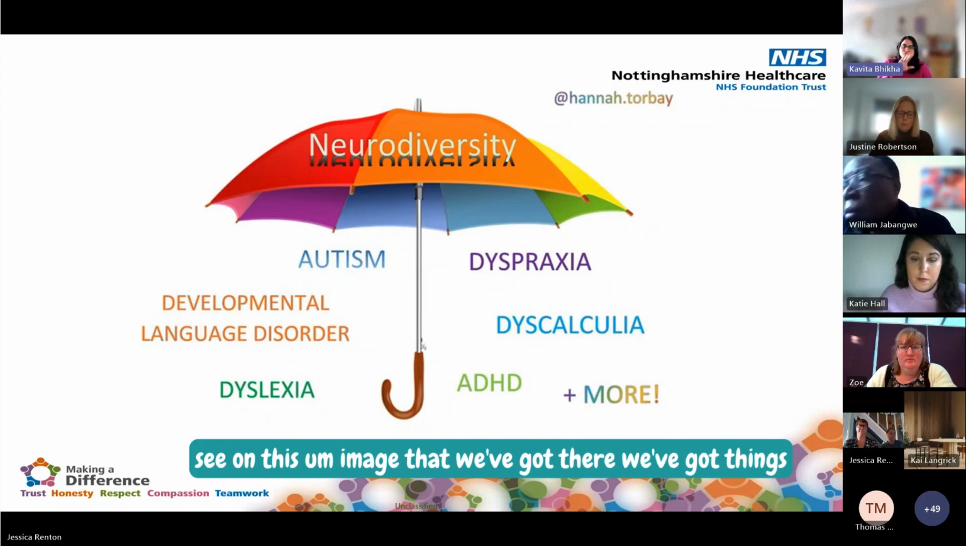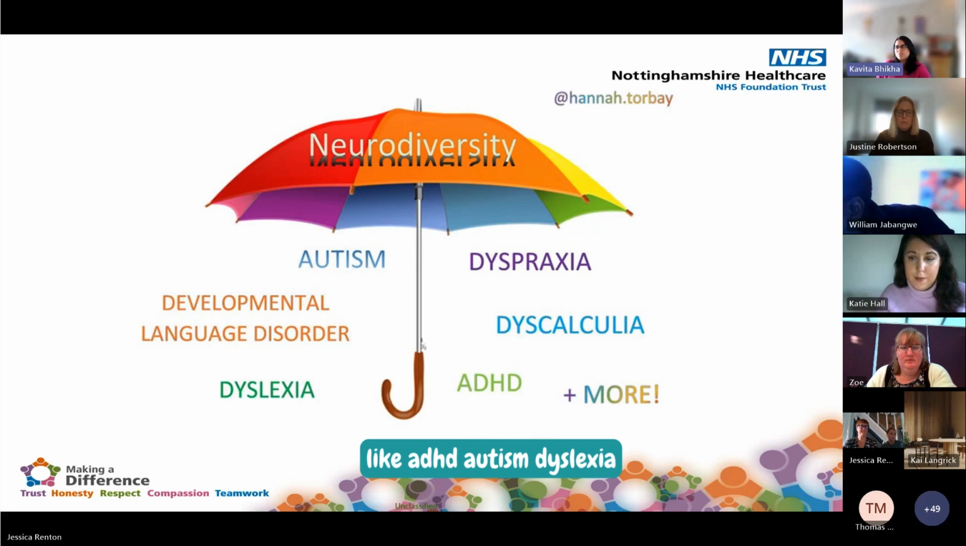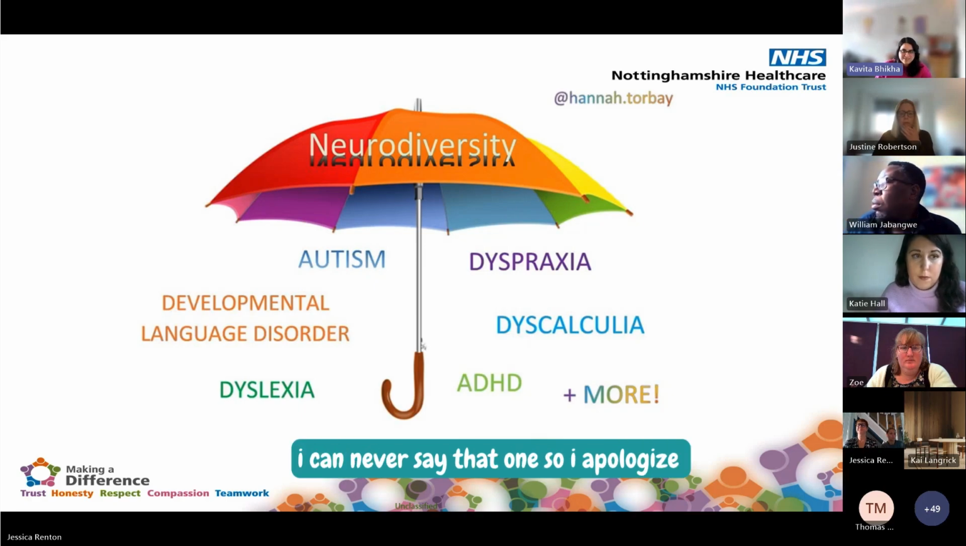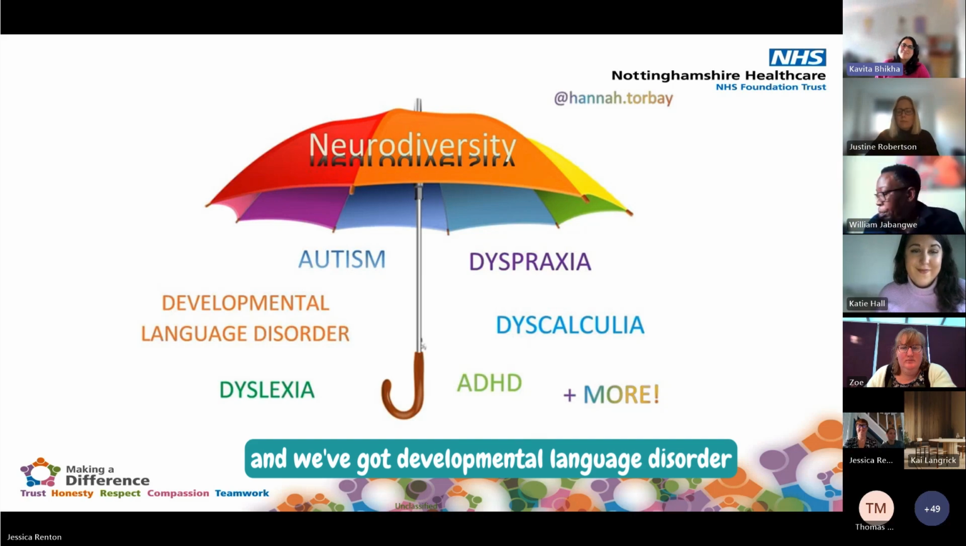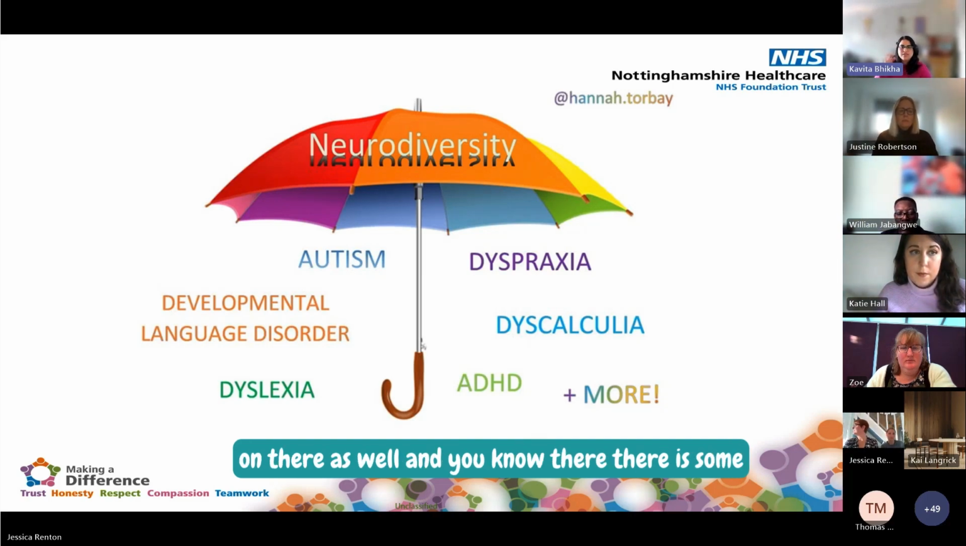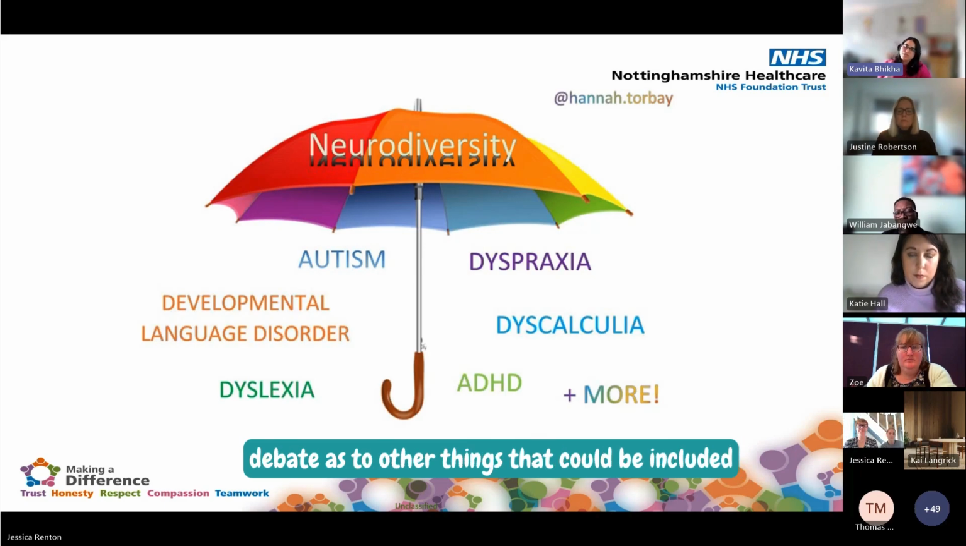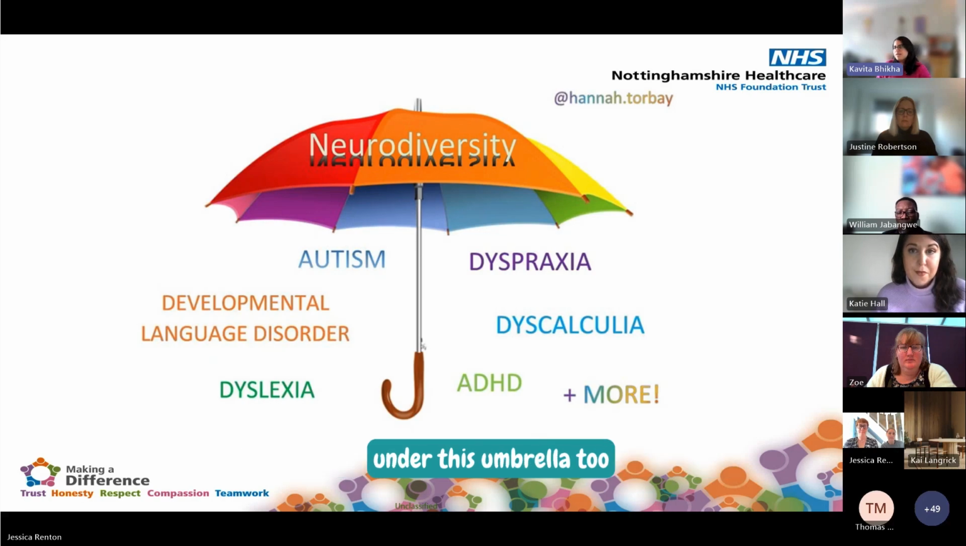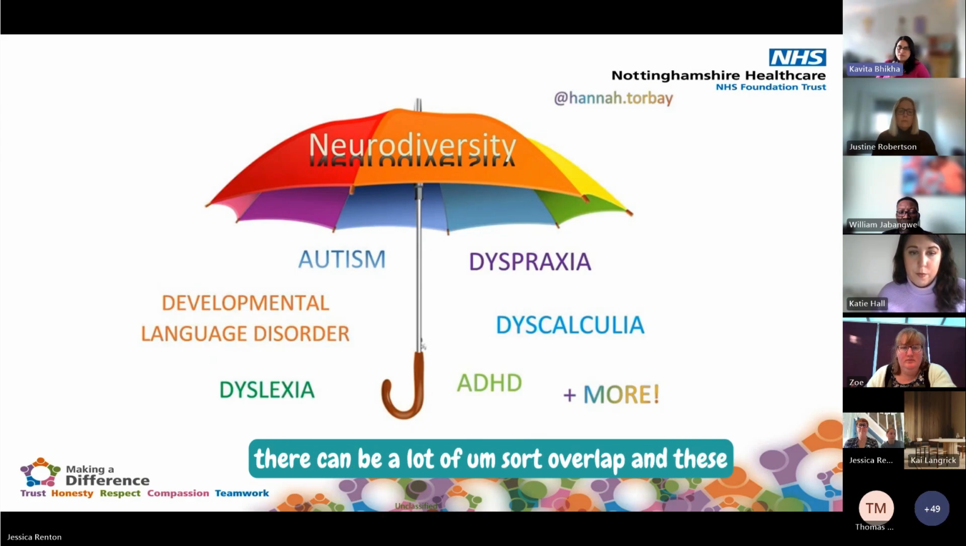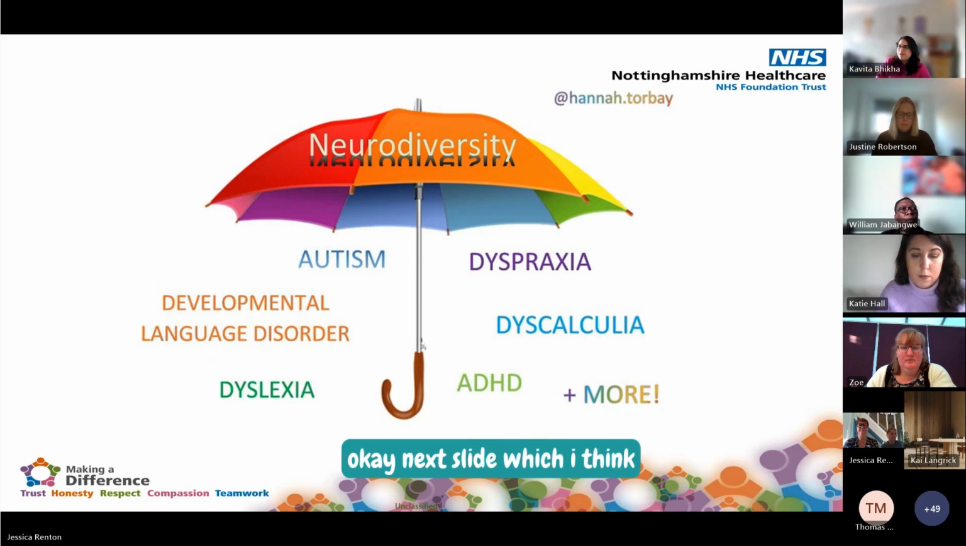So as you can see on this image that we've got there, we've got things like ADHD, autism, dyslexia, dyspraxia, dyscalculia, I can never say that one, so I apologise. And we've got developmental language disorder on there as well. And there is some debate as to other things that could be included under this umbrella too. Also to mention, there can be a lot of overlap, and these diagnoses can co-occur with each other. Okay, next slide.